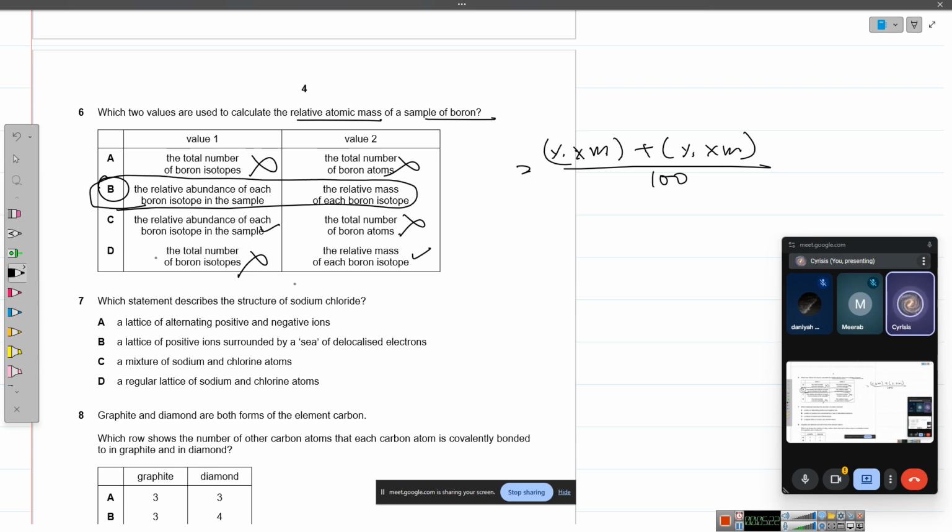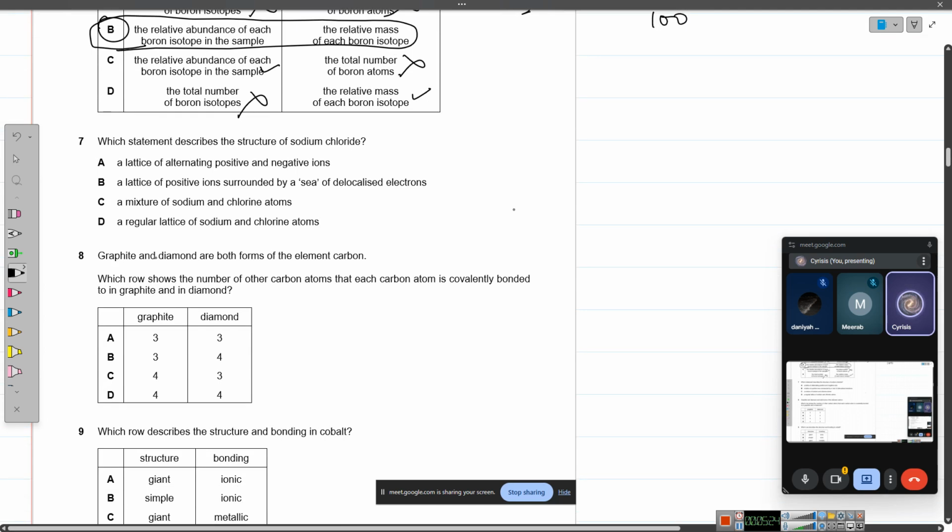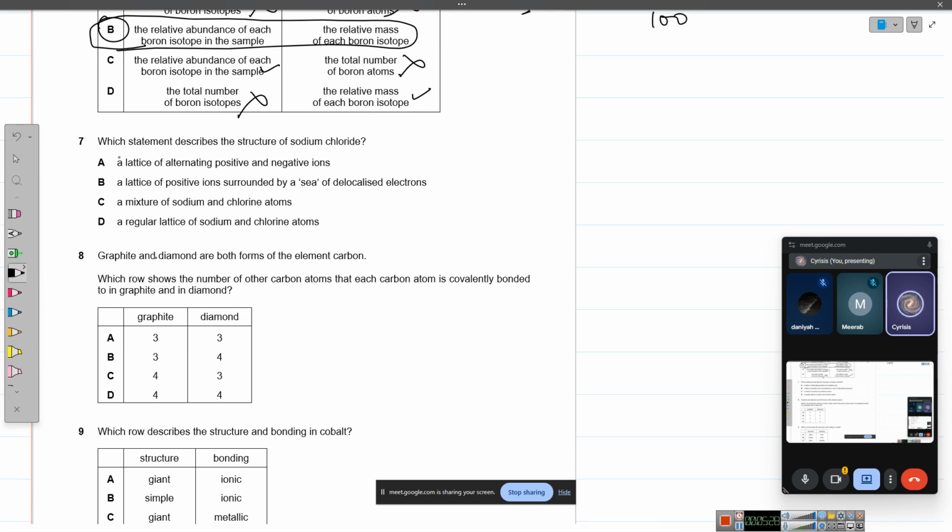Okay, again I use elimination. Remember, in Cambridge papers, for chemistry especially, elimination is the best method you can crack any question, right? Which statement describes the structure of sodium chloride, right? Sodium chloride, again, it's an ionic compound, right? It's a salt. So salts are ionic compounds. A lattice of alternating positive and negative ions, correct, right?